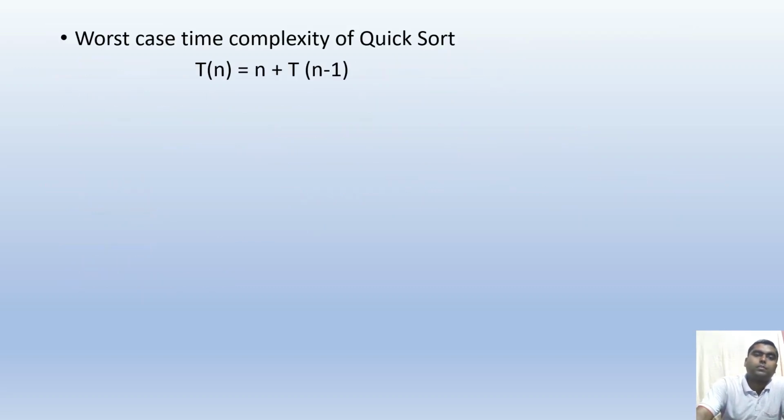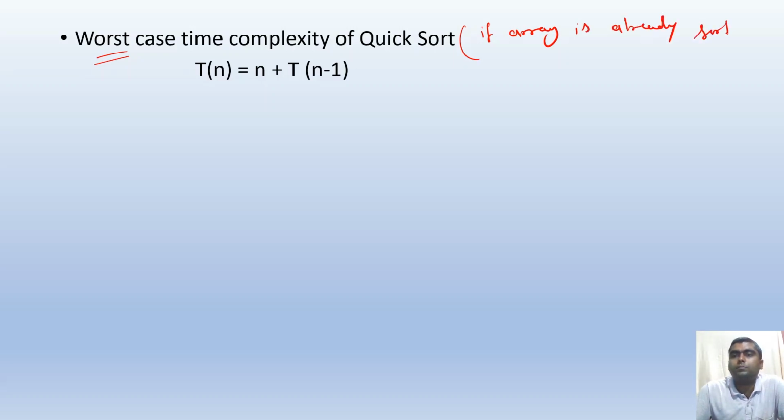Now what is the time complexity of the quicksort algorithm? So worst case time complexity. So what is the worst case time complexity? Worst case time complexity means if the array is already sorted, okay, in any order. That is ascending or descending.